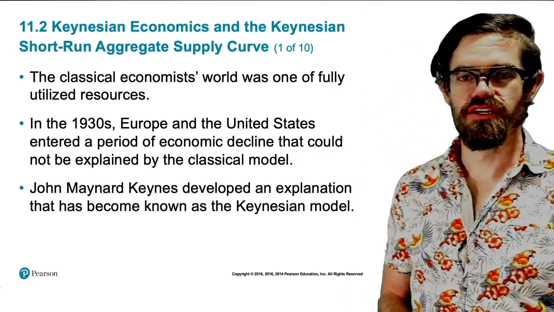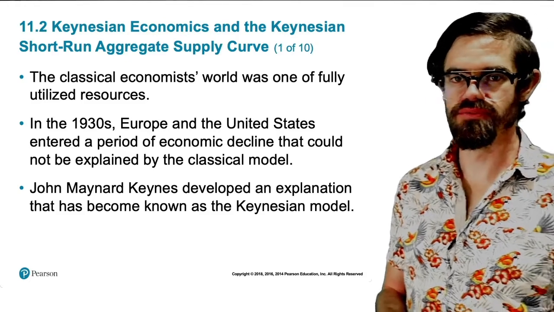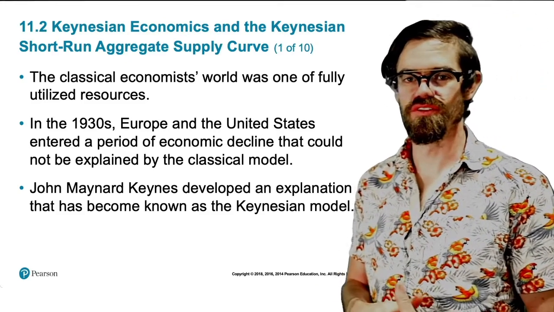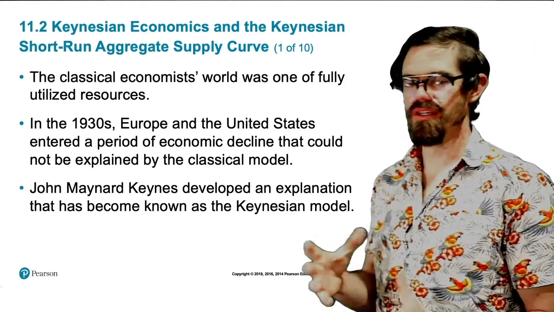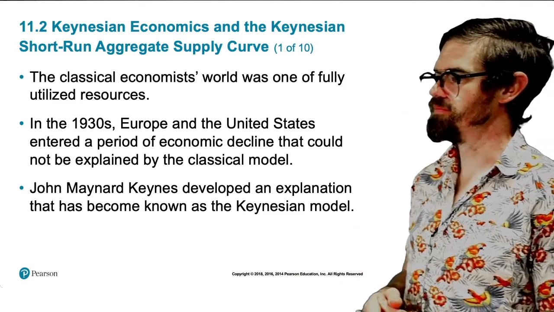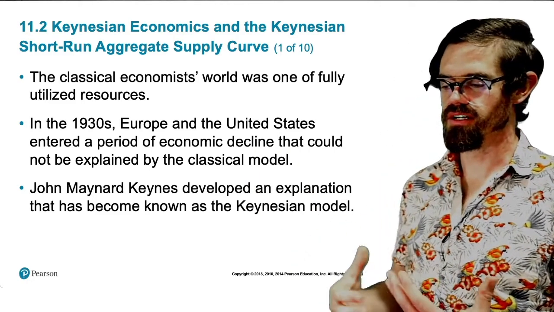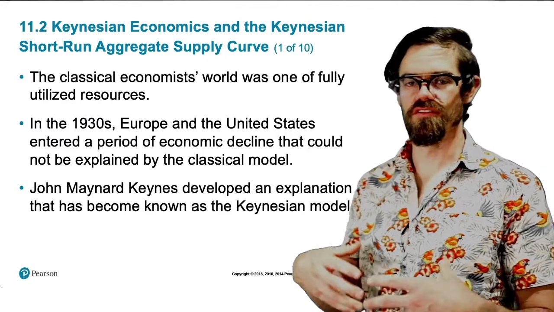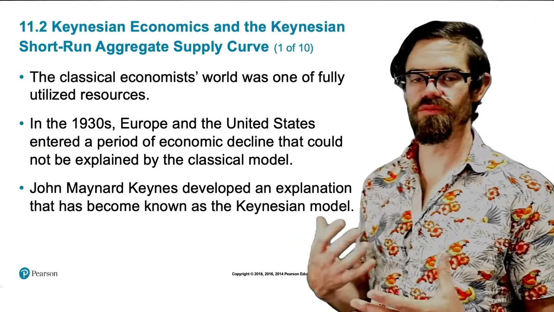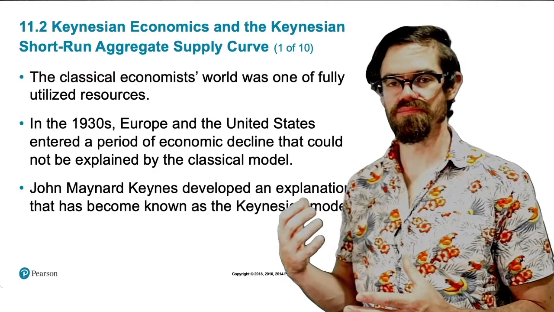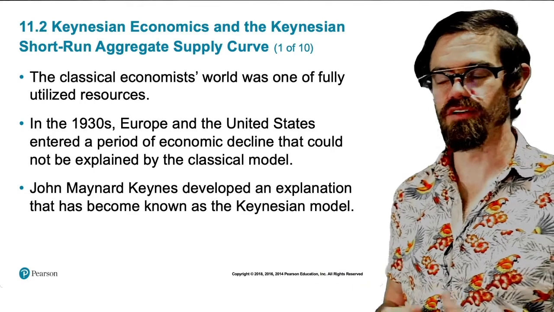All right, so now we're going to take a look at this newer model, the Keynesian model, although it's not that new. It was developed only a few decades after the classical model. But to begin this section, let's recap on classical economists. So classical economists, their world was one of fully utilized resources. And if resources weren't being fully utilized, prices would adjust so that they very quickly would become fully utilized.